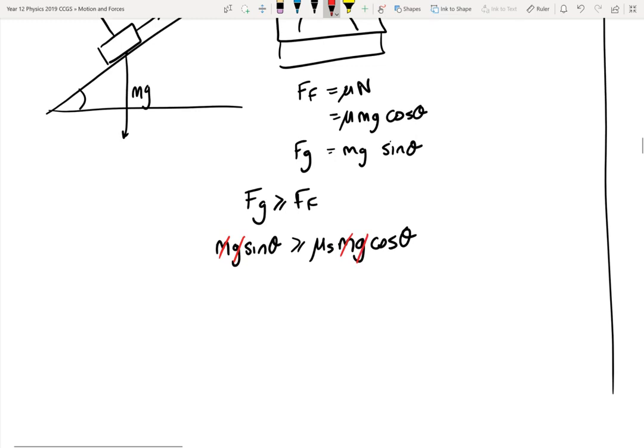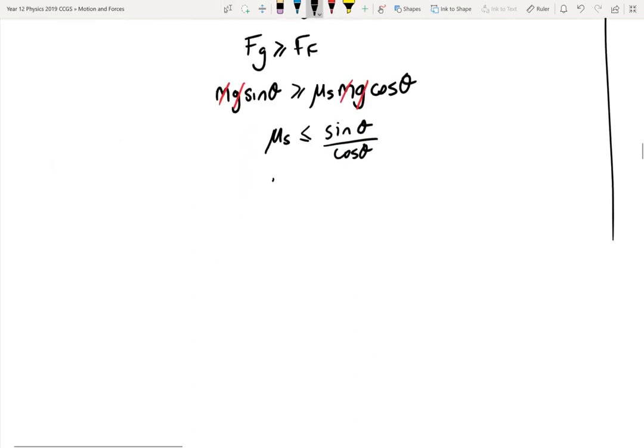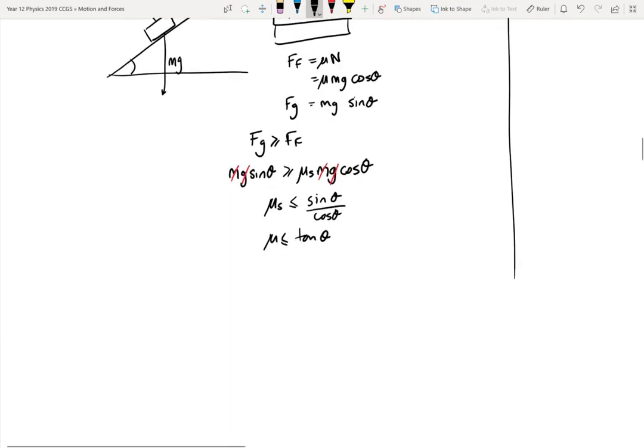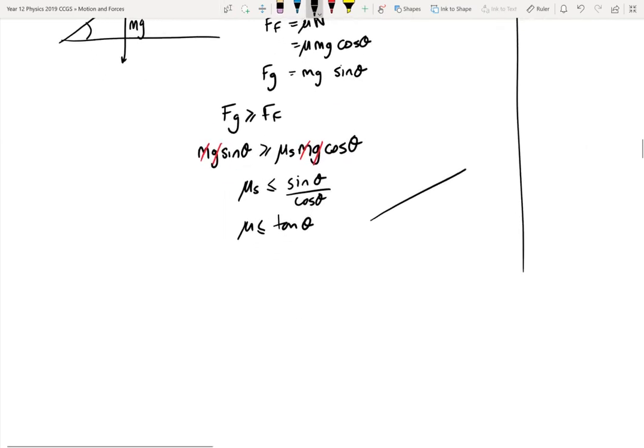What we get is the angle. What we get is that mu s is, take that across, sine theta upon cos theta, tan theta. All I need do is measure the angle at which this guy starts to slip. Once I have the angle, I can figure out the coefficient.